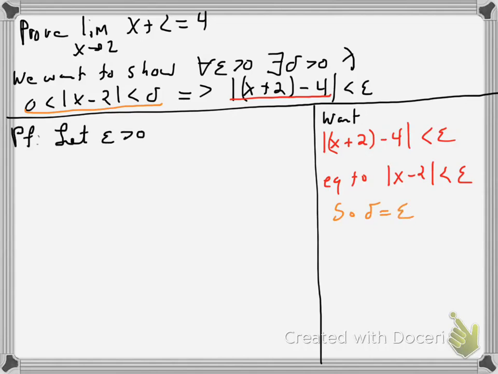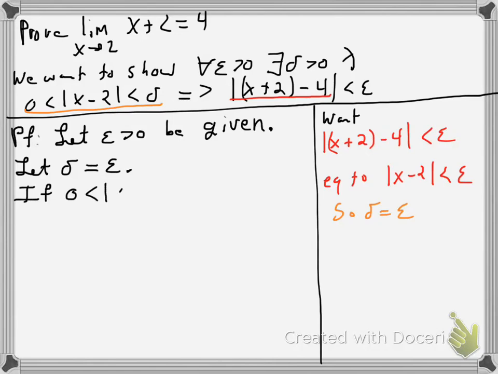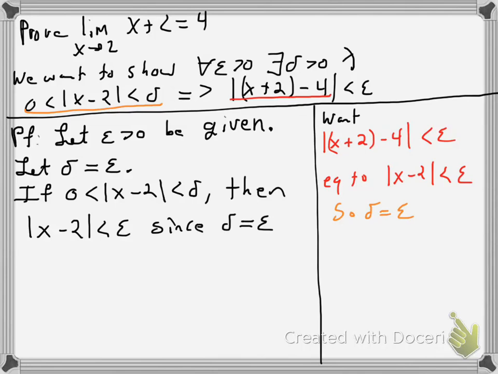So for a proof, we're going to let epsilon greater than 0 be given. So we always start off with that. We're given an epsilon, we've got to find the delta. Let delta equal epsilon. If the distance between x and 2 is less than delta, then the absolute value of x minus 2 is less than epsilon. And why is that? Well, that's because delta is equal to epsilon. You could put the 0 on the other side. It's not needed though. We don't need that extra bit of information. And that's since delta equals epsilon.